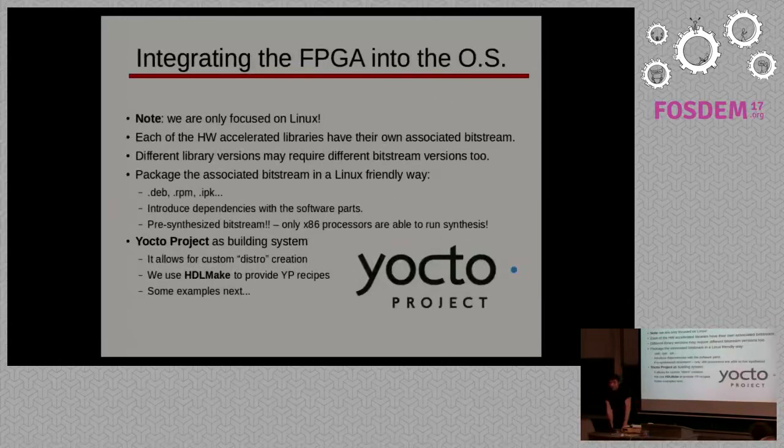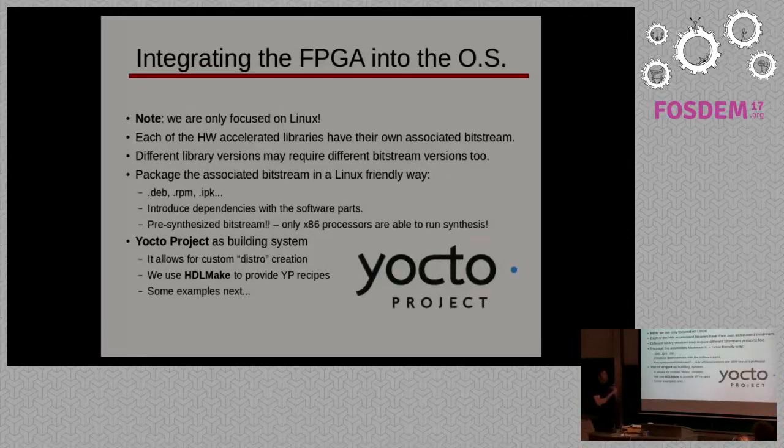How can we integrate the FPGA into the operating system in order to get this kind of thing? For sure, first of all, we are only focused on Linux. I am not going to talk about Windows or anything like that. And what we need, as I have previously said, is to have some hardware-accelerated libraries with their own associated bitstream for the FPGA. We need to know that different library versions, from the standard software point of view, might require different bitstream versions too. So we need to match the software part and the bitstream part.